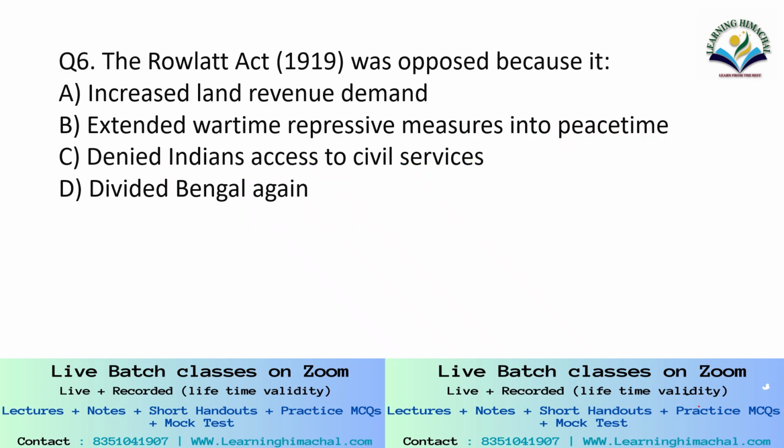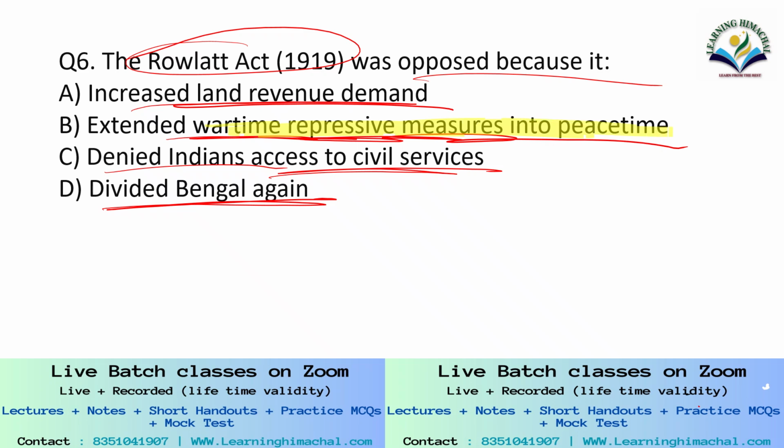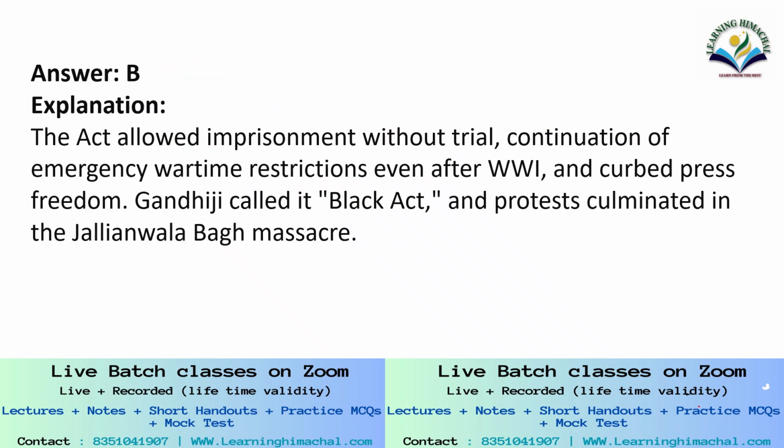Question number six. The Rowlatt Act 1919 was opposed because it increased land revenue demands, extended wartime repressive measures into peacetime, denied Indians access to civil services, divided Bengal again. It is extended wartime repressive measures into peacetime. That is why the Rowlatt Act was opposed.